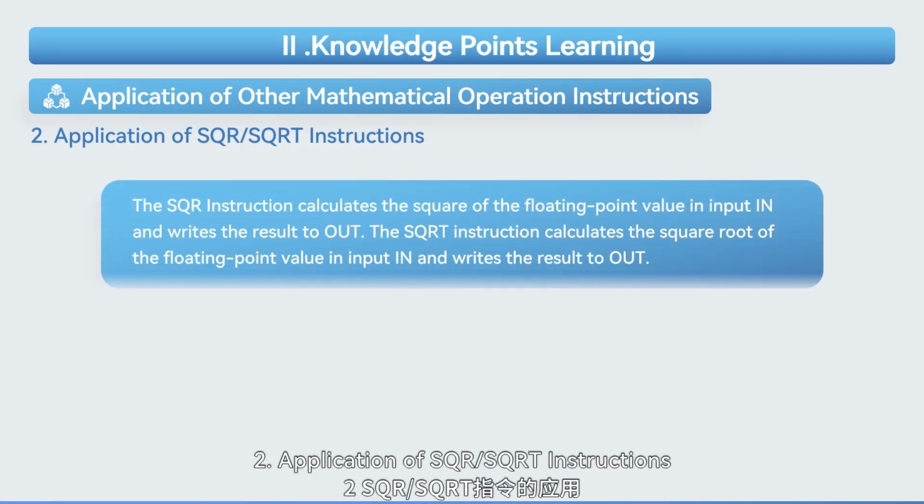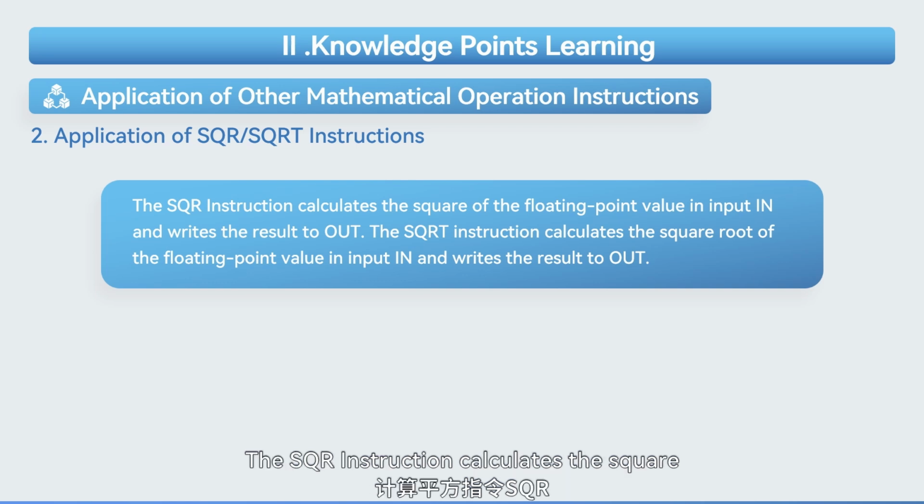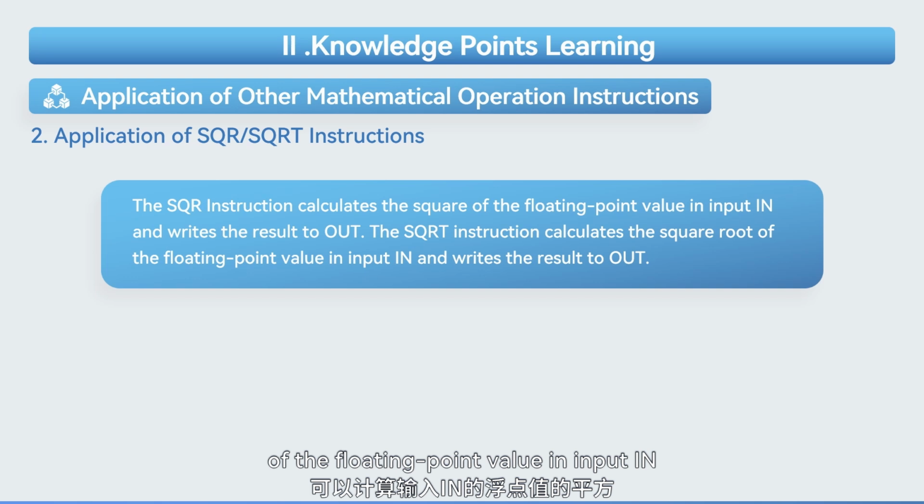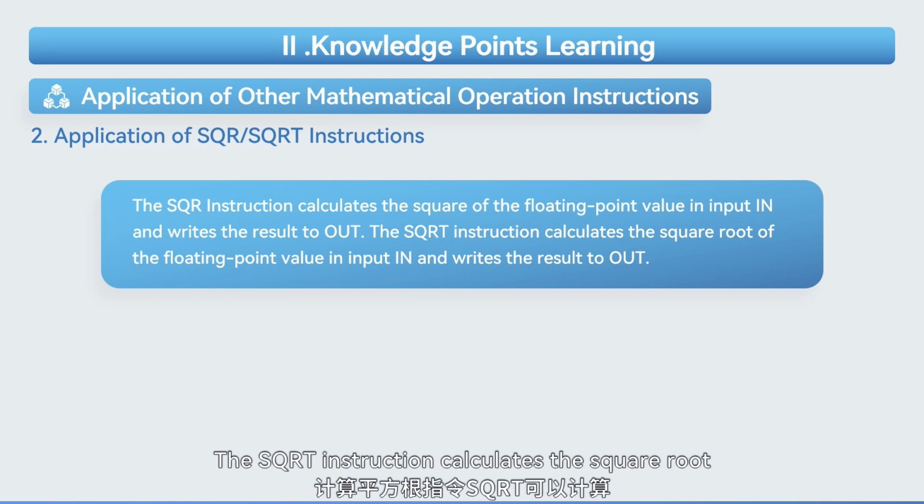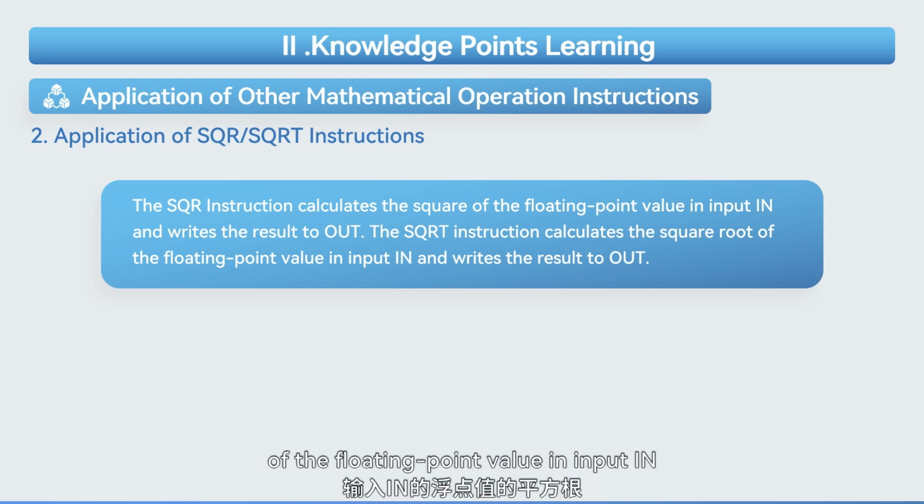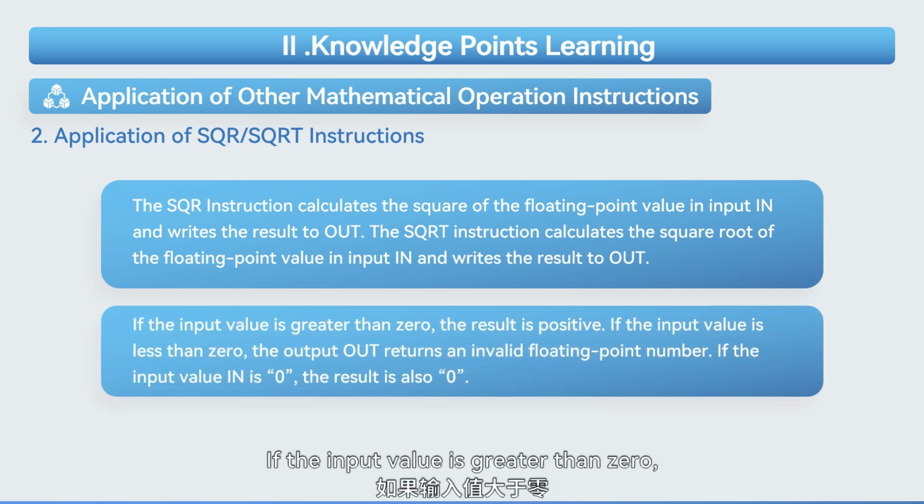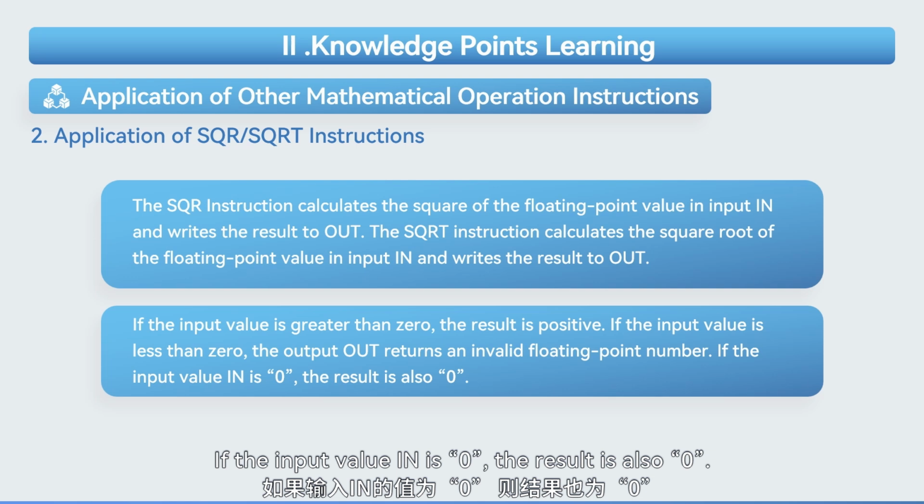2. Application of SQR and SQRT instructions. The SQR instruction calculates the square of the floating point value in input in and writes the result to out. The SQRT instruction calculates the square root of the floating point value in input in and writes the result to out. If the input value is greater than 0, the result is positive. If the input value is less than 0, the output out returns an invalid floating point number. If the input value in is 0, the result is also 0.